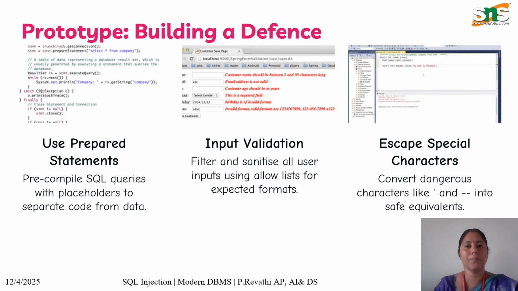Fourth one is escaping special characters. We convert characters like comma and dash dash into safe formats so they can't break the query. Fifth one is using least privilege roles. Instead of giving full access to every part of the database, we restrict permissions. By combining these techniques, we create a strong shield around the database.